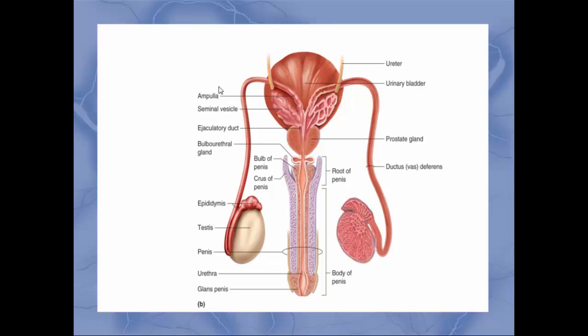Okay. Here's a posterior view of a male. You have the testis here, epididymis here, which leads to the vas deferens that goes up and loops all the way around the urinary bladder. And on either side, you have the seminal vesicles here, and then the prostate here.